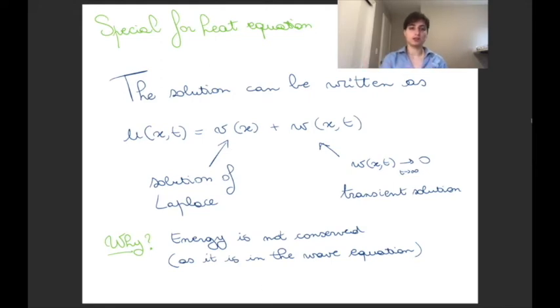Special for the heat equation, the solution can be written as a sum of something that does not depend on t and something that depends on t. The part that is time independent is the solution of the Laplace equation with boundary conditions, while the part that depends on time is something that tends to 0 over time and is called a transient solution.